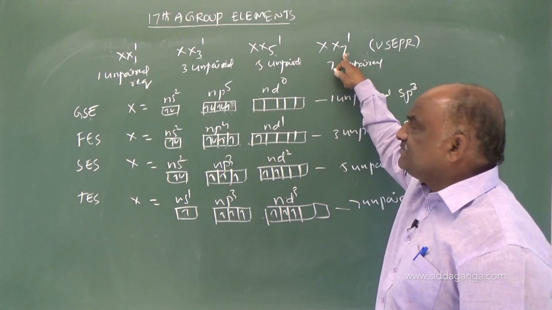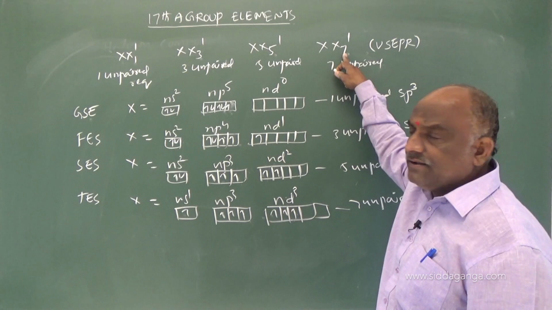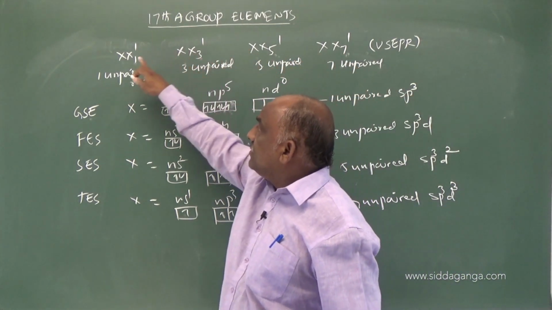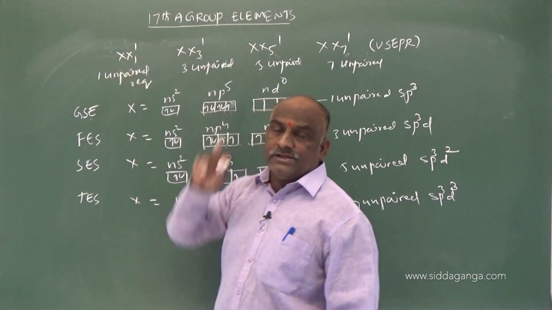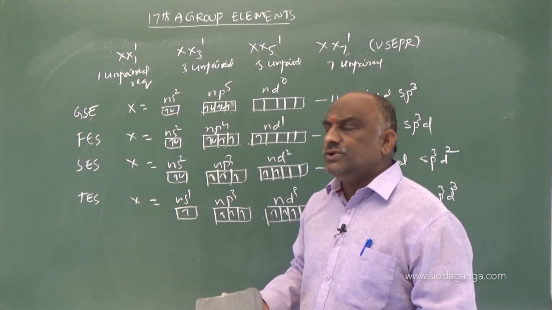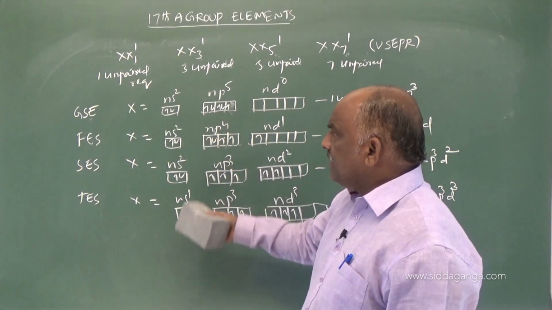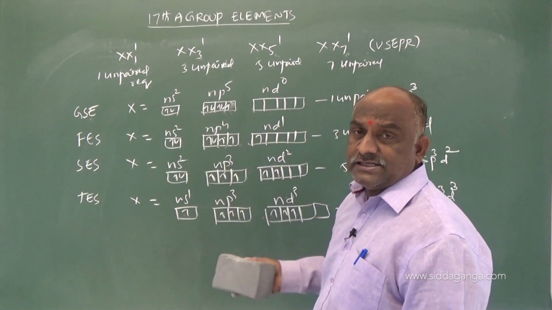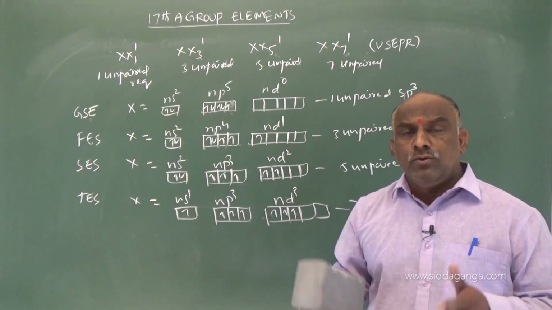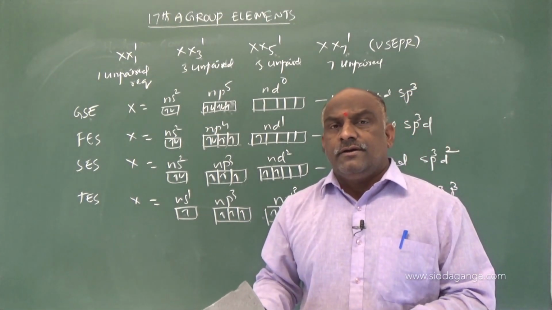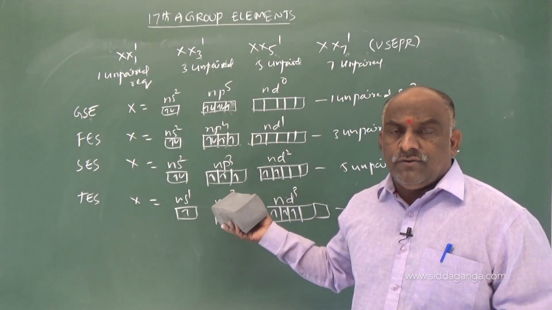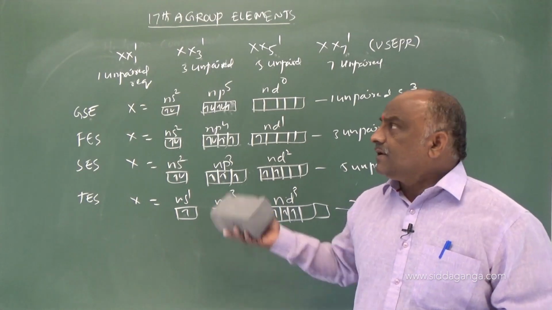7 bond pairs, sp3d3. Here 5 bond pairs, 1 lone pair. 3 bond pairs, 2 lone pairs. 1 bond pair, 3 lone pairs. According to that only we have to design the shape of the molecule. Make a note regarding these excited state configurations, and with respect to them we move forward. If we don't know about this, it is difficult to find the hybridizations of the compounds.